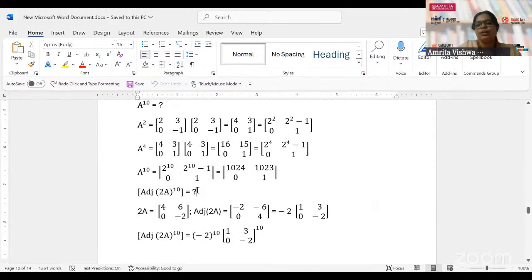Now coming to adjoint of 2A raised to 10, you need to find 2A. I have A. It's going to be 4, 6, 0 and minus 2.